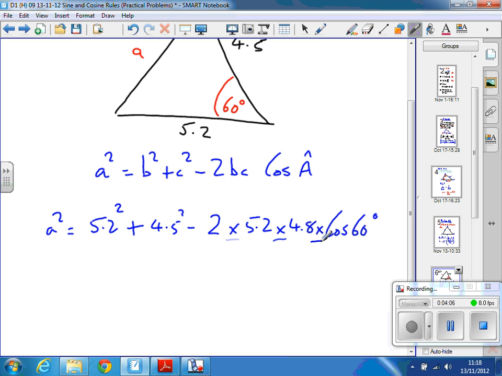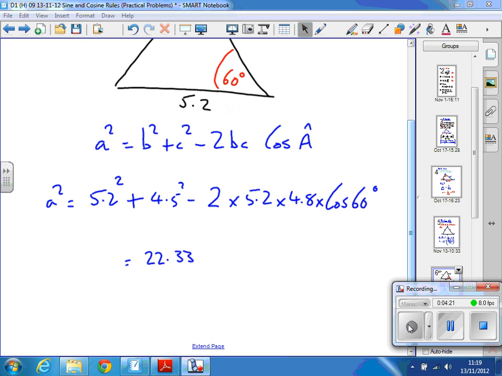And now you get your calculator out, making sure you're in degrees for the angle, and then key it in in one hit. 5.2 squared plus 4.5 squared minus that. Answer 22.33 to four significant figures. And now we've got to be careful. Does that tell me A? No. Yes, it tells me A squared. So it's very easy to make this mistake.